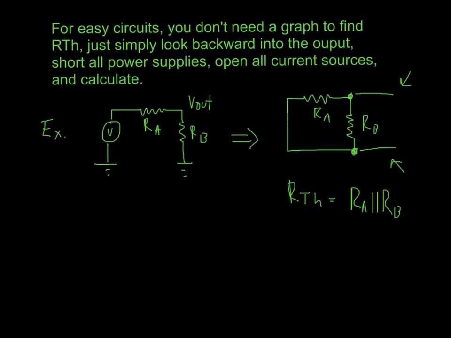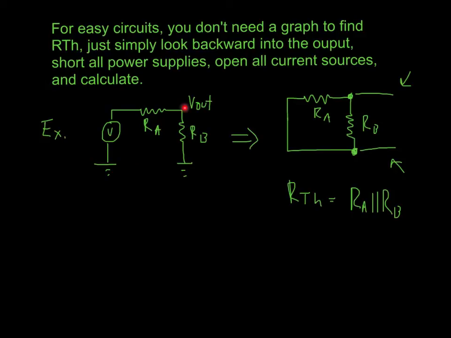For simple circuits, you don't need to use the graphical method to find out. You don't need to be in lab or have a simulation. So what we can do, this is not a very complicated circuit, so it's a simple one. And so if we want to find the Thevenin equivalent of this circuit, which is a voltage supply with resistor A and resistor B, here's where V out is.